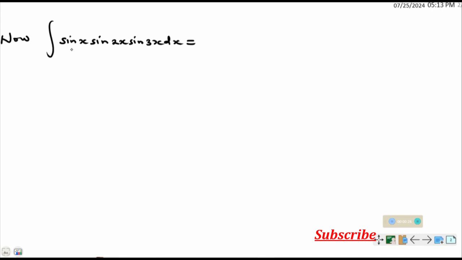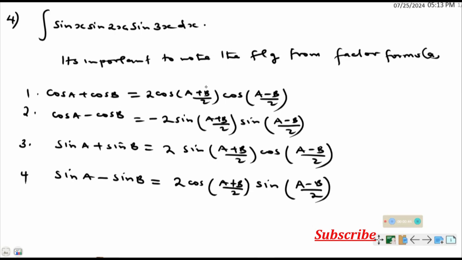Now, before we look at the integration of sine of x times sine of 2x times sine of 3x dx, it is very important that we note some of the main points that we shall be considering. It is very important to note from the factor formula that whenever you have cos of A plus cos of B, it will always give you 2 cos of (A plus B) divided by 2 times cos of (A minus B) divided by 2.